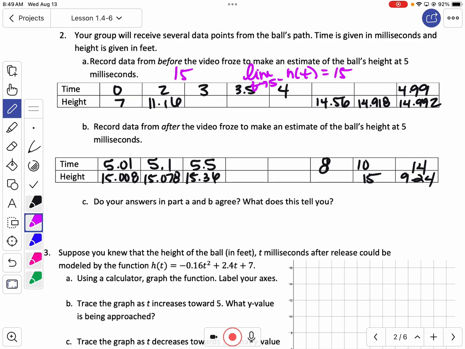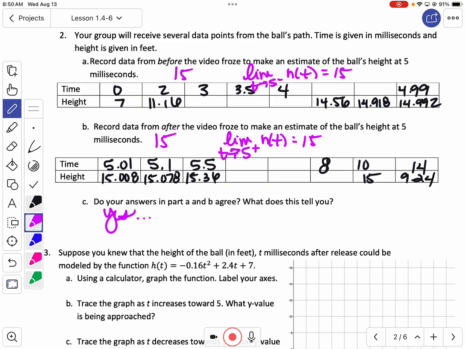Okay. Likewise, if we do the same thing on part B, what do we think was the height of the ball at 5 milliseconds? All right, if we're looking at after that exact 5 milliseconds, what would you guess it is? 15, right? 15.01, 15.1. Gradually they're getting farther away from 15, but they do look like about 15 there at 5 milliseconds. So this one, limit as t approaches 5 from the right of the height is 15. So in part C, do our answers match? Yep. All right, they sure do.